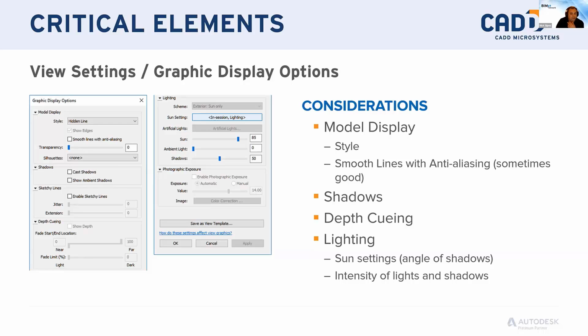Shadows can be really helpful for making a view have depth, just like something called depth cueing. And then pay attention to your lighting in regards to shadows. So I'm just going to step through here.